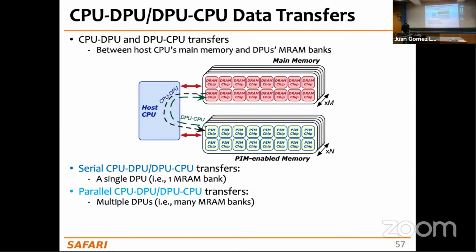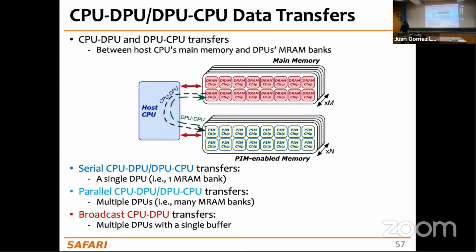It's much better to do parallel transfers because this way we can transfer different buffers to different banks and do it at the same time. So we should expect higher bandwidth from these parallel transfers. And then the third type is the broadcast CPU-DPU transfers. It's a broadcast operation. We are transferring the same buffer, the same data, from the main memory to all DPUs, or at least to multiple DPUs, those that we define in this transfer.